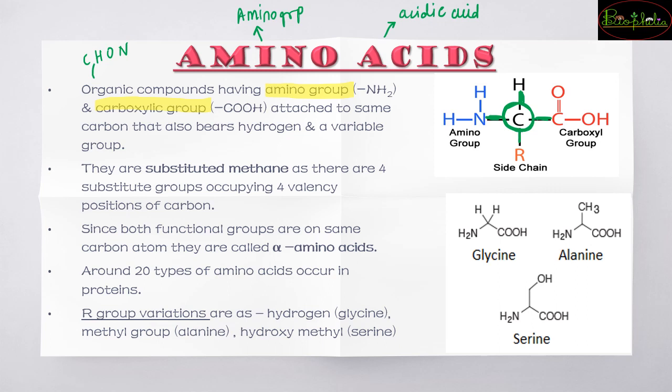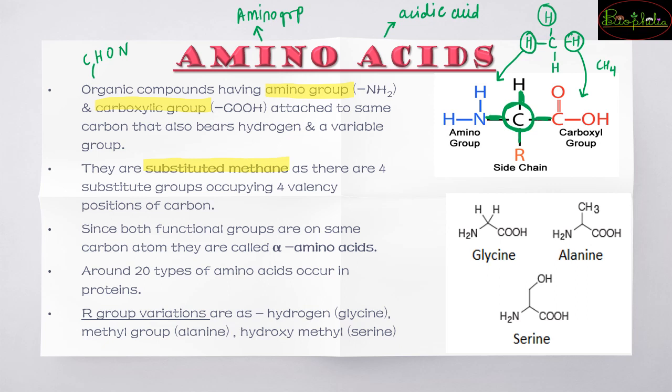Now, what does an amino acid resemble? Can you imagine what amino acid resembles? Amino acid resembles the simplest organic compound, that is methane. Can you see, methane is CH4. You have replaced one hydrogen with an amino group. You have replaced another hydrogen with a carboxylic group. You can keep one hydrogen or you can replace it with a side chain. So it is substituted methane. What can you call amino acid? You can also call it a substituted methane.